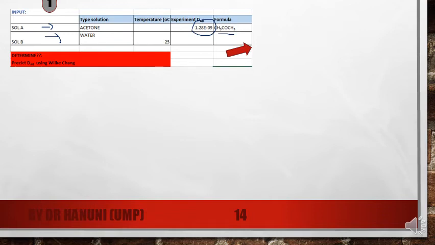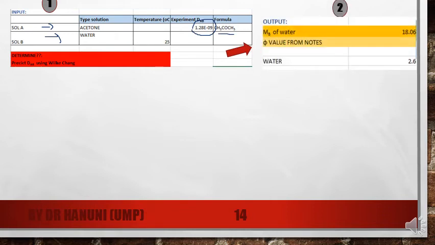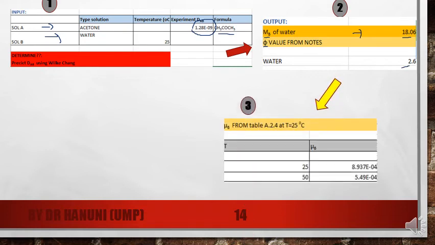Then we will get the information which needs to be substituted in the equation. If you still remember from the previous slide, we need information such as molecular weight and association parameter. So the molecular weight of water, which is molecular weight of B, is 18.06, and the association parameter sigma is 2.6. And next we need to determine the mu B, which is the viscosity.